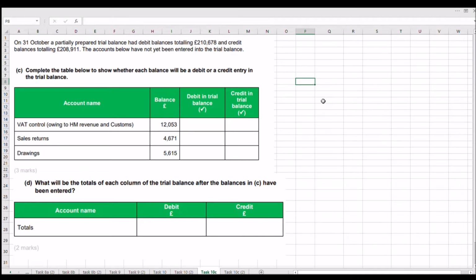This is a trial balance question here. So we've got a partially prepared trial balance, with figures in here. You've got some amounts here. You're going to create the debits or credits, and then total up the amounts in the trial balance after you've added those figures to the opening, partially prepared trial balance.